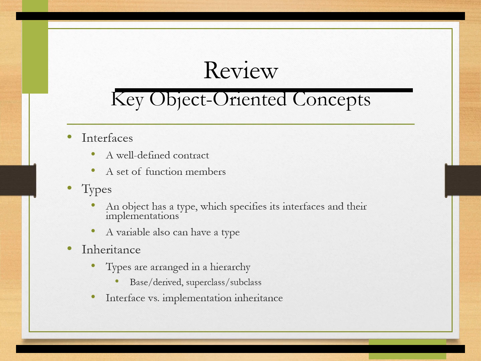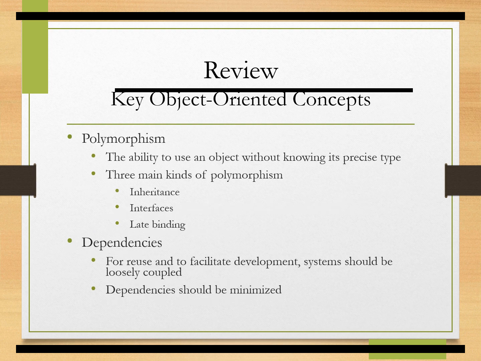You should know the basic classes: base class, derived class, superclass, subclass. What is an interface? Interface versus implementation, and inheritance. Now the polymorphism concept. Polymorphism is the ability to use an object without knowing its precise type. The three main kinds of polymorphism come under inheritance, interface, and late binding.